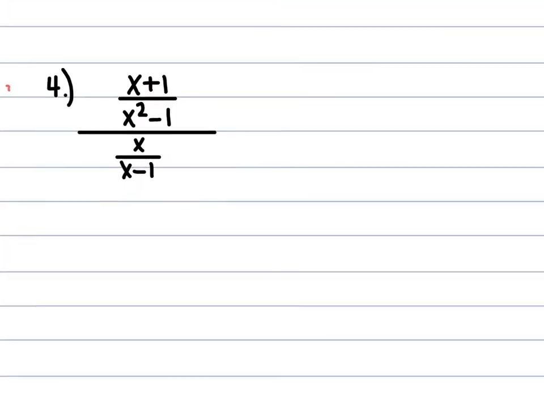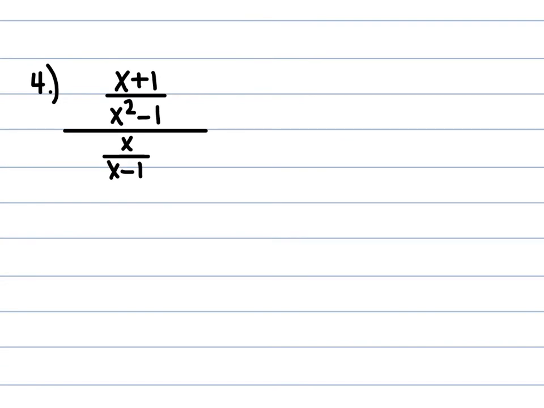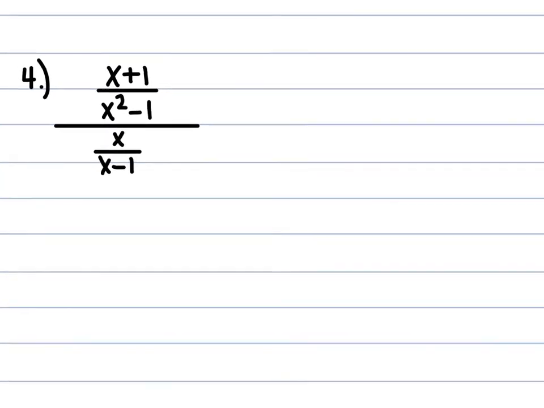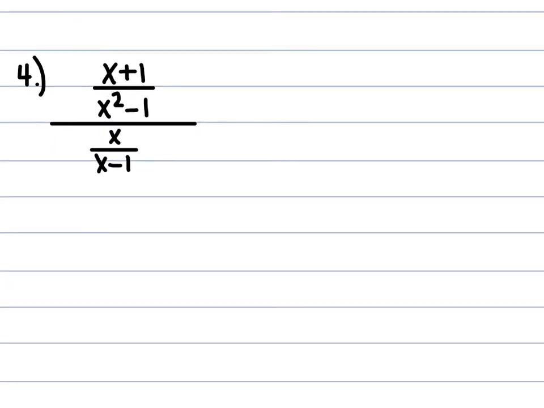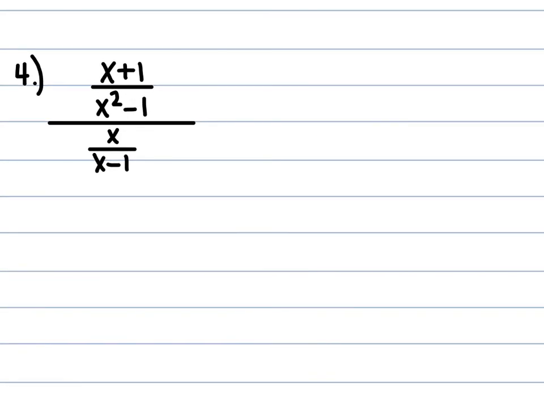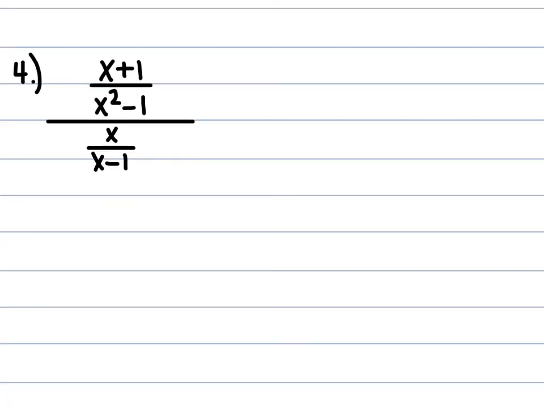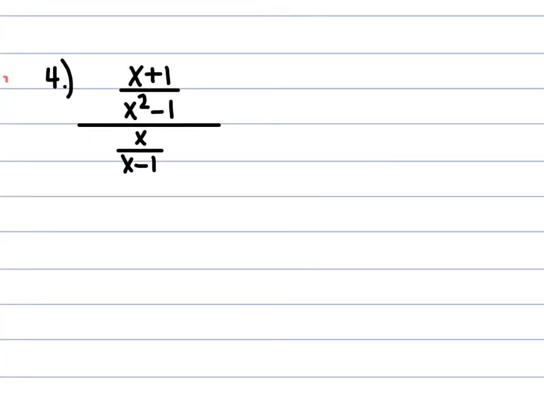All right, let's try 4. Now, I noticed something up there. From the very beginning, there's a difference of squares that stands out for me. So let's remember that. At some point, we might be using that. But what should I do first? Let's just write it out as division, because there are no fractions to be combined here. We've got x squared minus 1 divided by x over x minus 1.